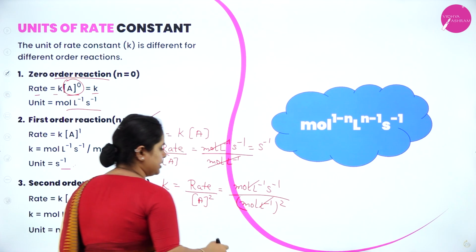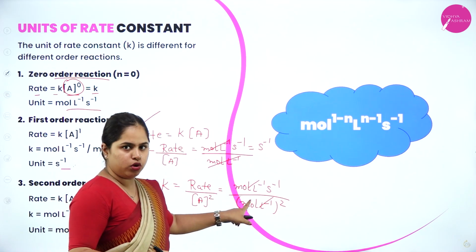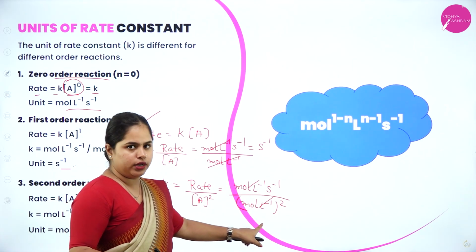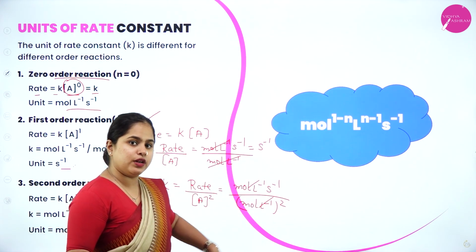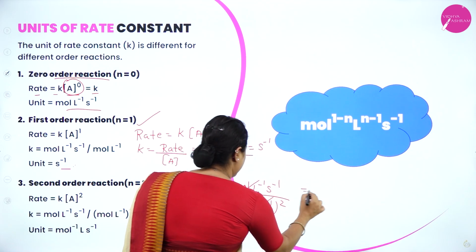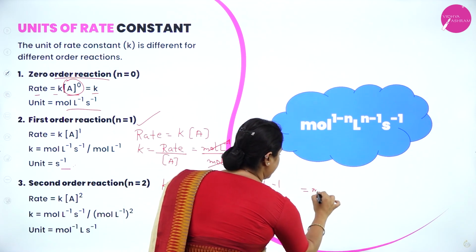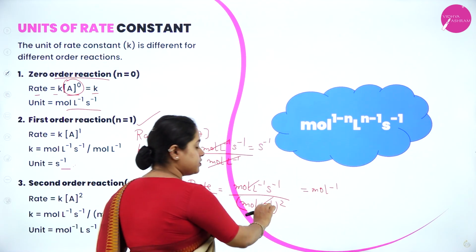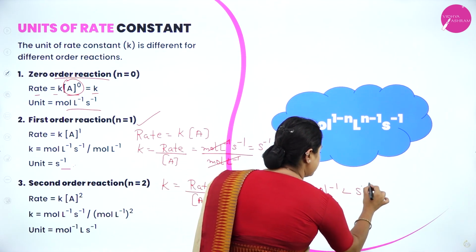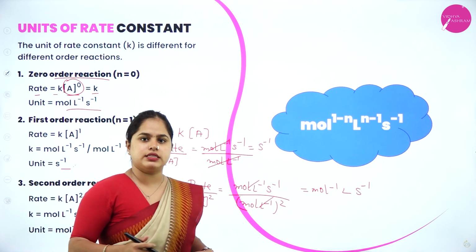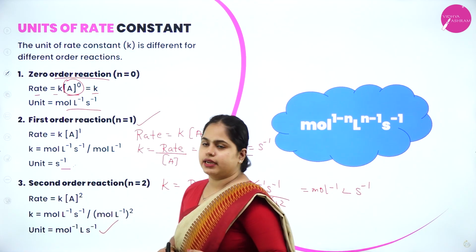So one mole liter inverse gets cancelled. The remaining mole liter inverse will go to the numerator. So what you will have? The mole will go to the numerator, you will get mole inverse. Liter inverse will go to the numerator, you will get liter. And second inverse is already there, so you will have mole inverse liter second inverse. That is the unit of the second order reaction.